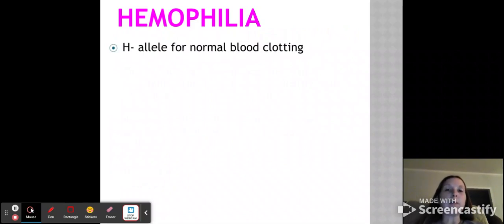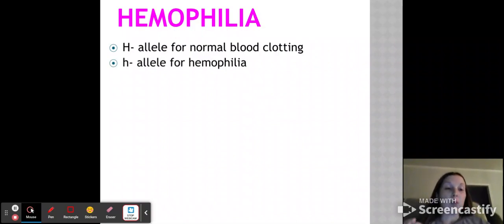So for hemophilia, when we look at that, it is blood clotting. So hemophilia is when your blood does not clot the way it's supposed to, which is why cuts can be very, very dangerous for a hemophiliac because they could bleed out very easily. So a capital H is the allele for normal blood clotting, whereas the lowercase h is the allele for hemophilia, which means that this is a recessive disorder.